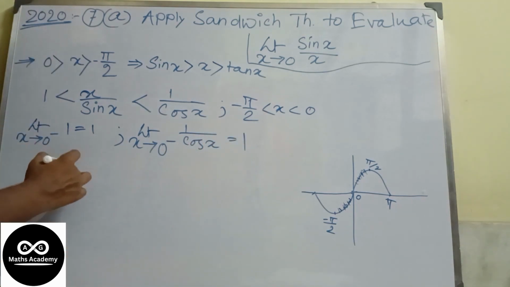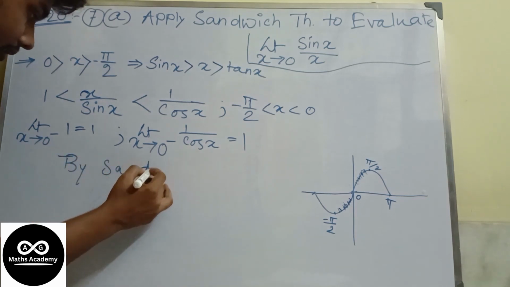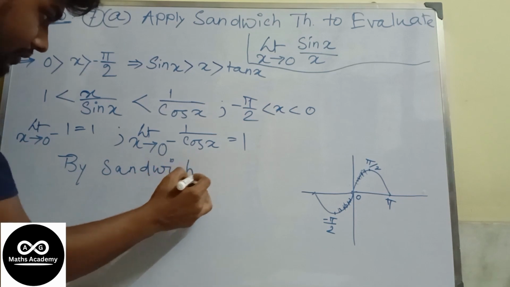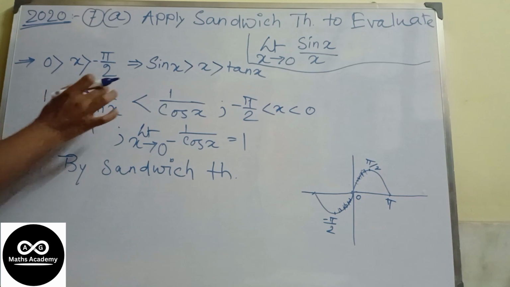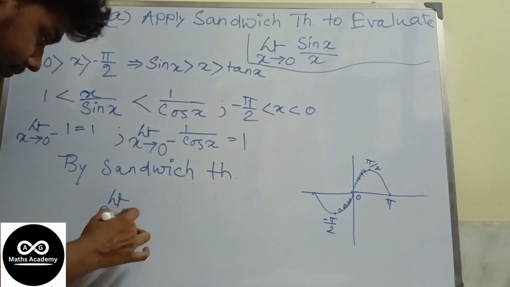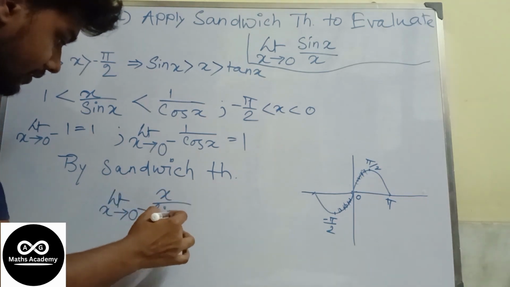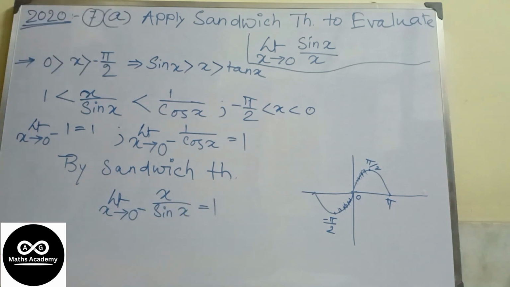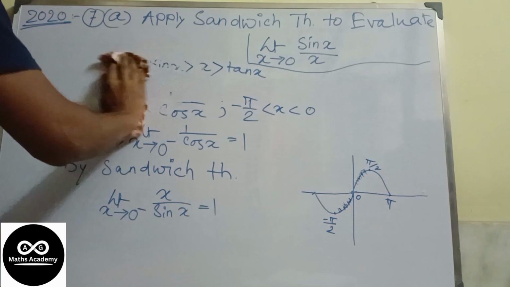So by the sandwich theorem, the limit of x by sin x will also be 1. Now we get both the left and right hand limits. Let me erase this first.